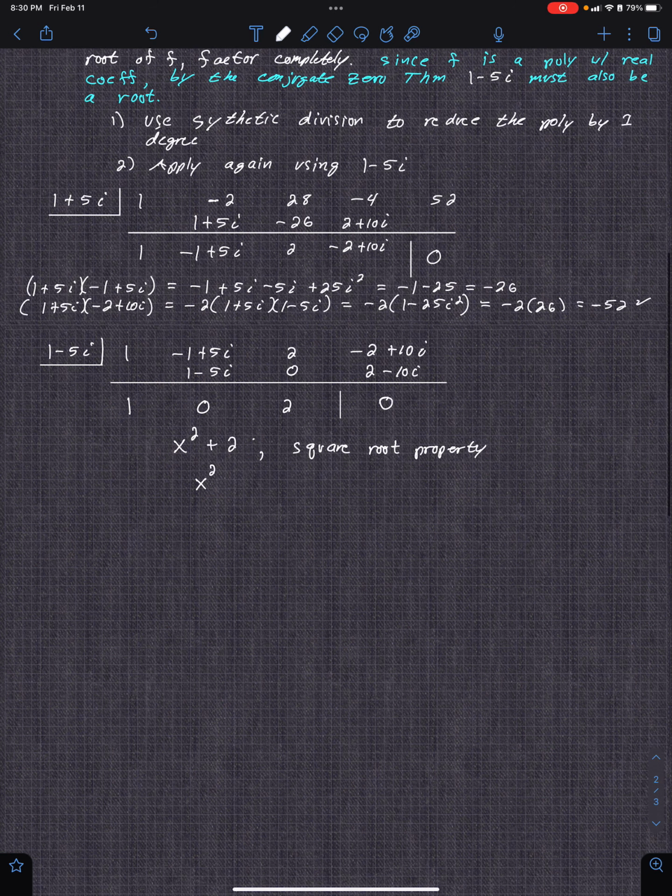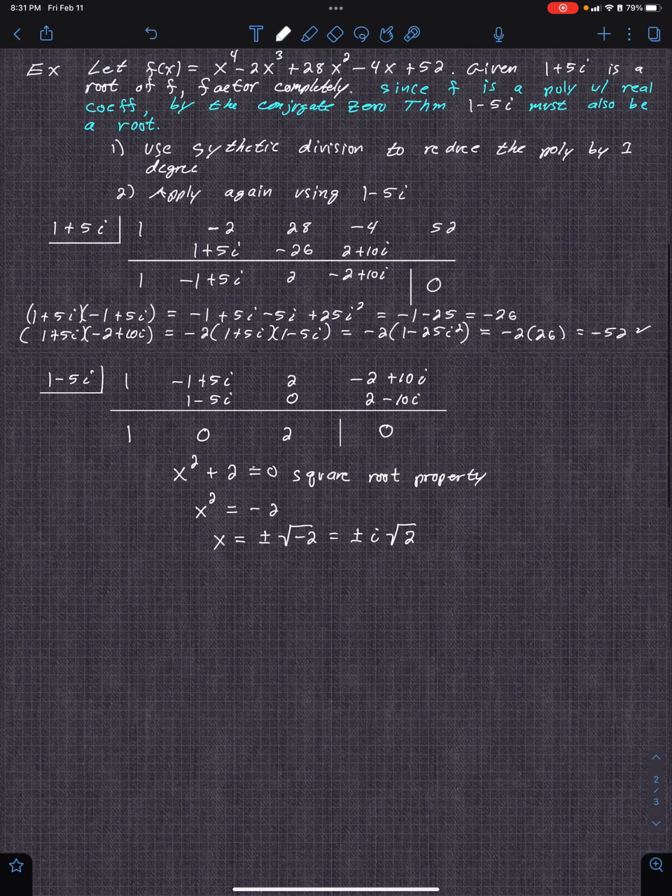You have x squared is equal to negative 2. So you set this equal to 0 and solve, just like you would normally. And so x is equal to plus or minus the square root of negative 2, which is plus or minus i root 2. That's how you would write that. And so you have two cases. Those are your two roots.